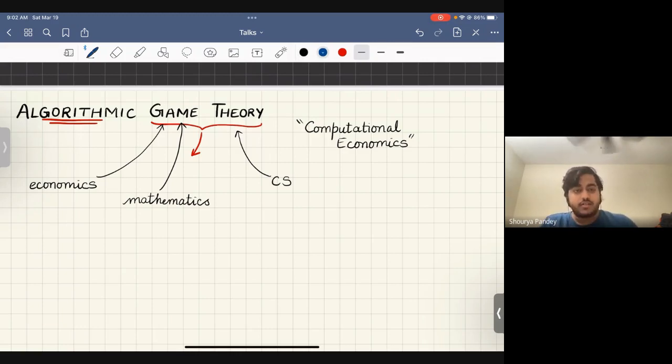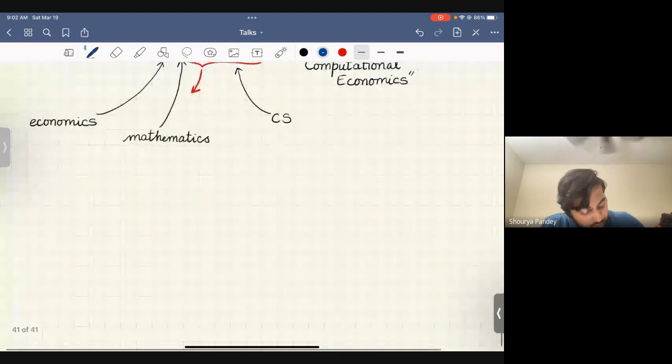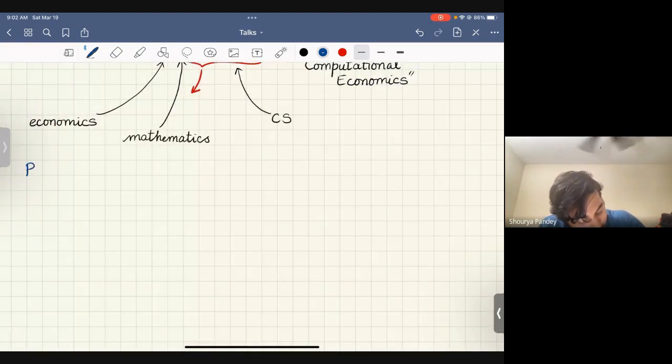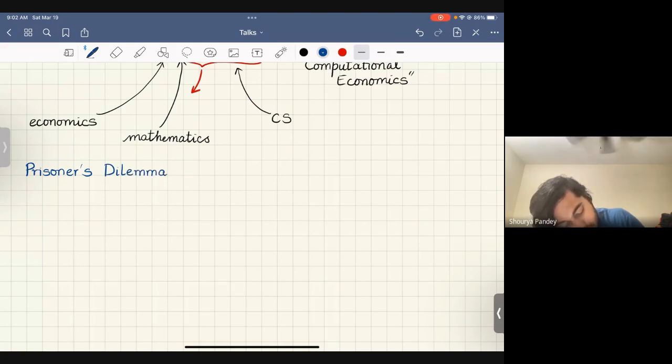Okay, so let me get started. Let's talk about a very standard problem. It's called prisoner's dilemma. The idea here is this: there are two prisoners who are on trial for a crime, and they've been separated into rooms, and each of them can individually confess to the crime or remain silent.